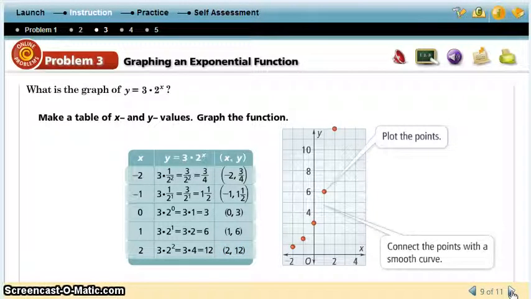Then, connect the points with a smooth curve. Notice that you have a y-intercept but no x-intercept. It looks like it's going to reach x, but it's not. We will get more practice with graphing in class.